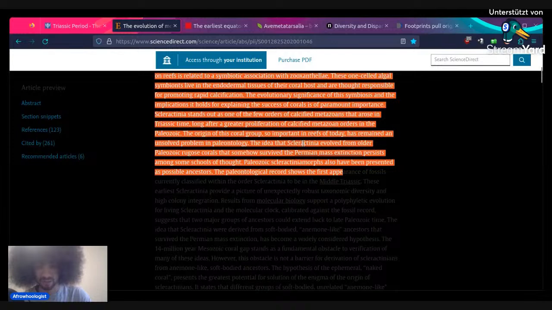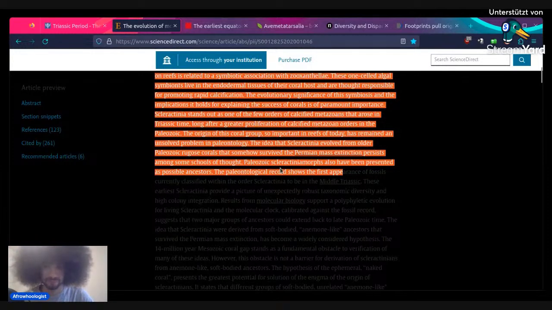The idea that scleractinia evolved from older Paleozoic rugose corals that somehow survived the Permian mass extinction persists among some schools of thought, which doesn't make any sense because the seas were hit the hardest, and corals are some of the most sensitive life forms. Even at this time, those Paleozoic rugose corals were some of the most sensitive, and we don't see them represented in the modern day. So they died out.